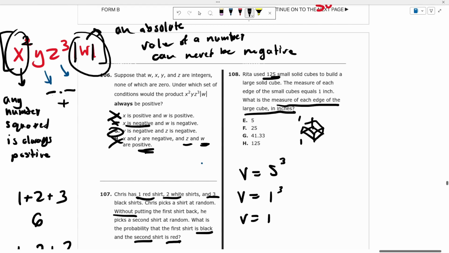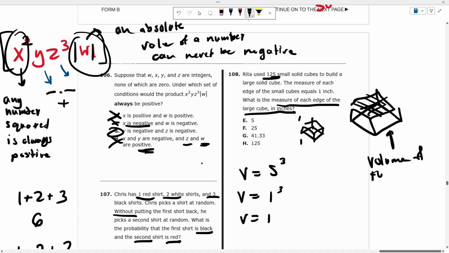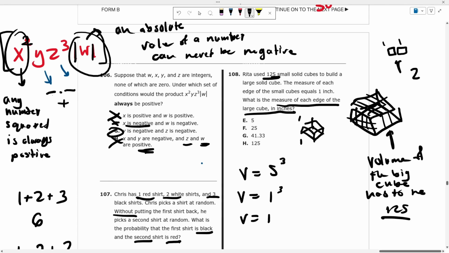And we know that she places all 125 to form one big cube. So if each one of these small cubes has a volume of 1, and there's 125 of them in the shape of another cube, that means that the volume of the big cube has to be 125, right? If I have 2 small cubes together and their volume is both 1, that means that the total volume that they take up is 2. Now, if I arranged 125 of them in the shape of a cube, that volume is also equal to 125 because each cube has a volume of 1.